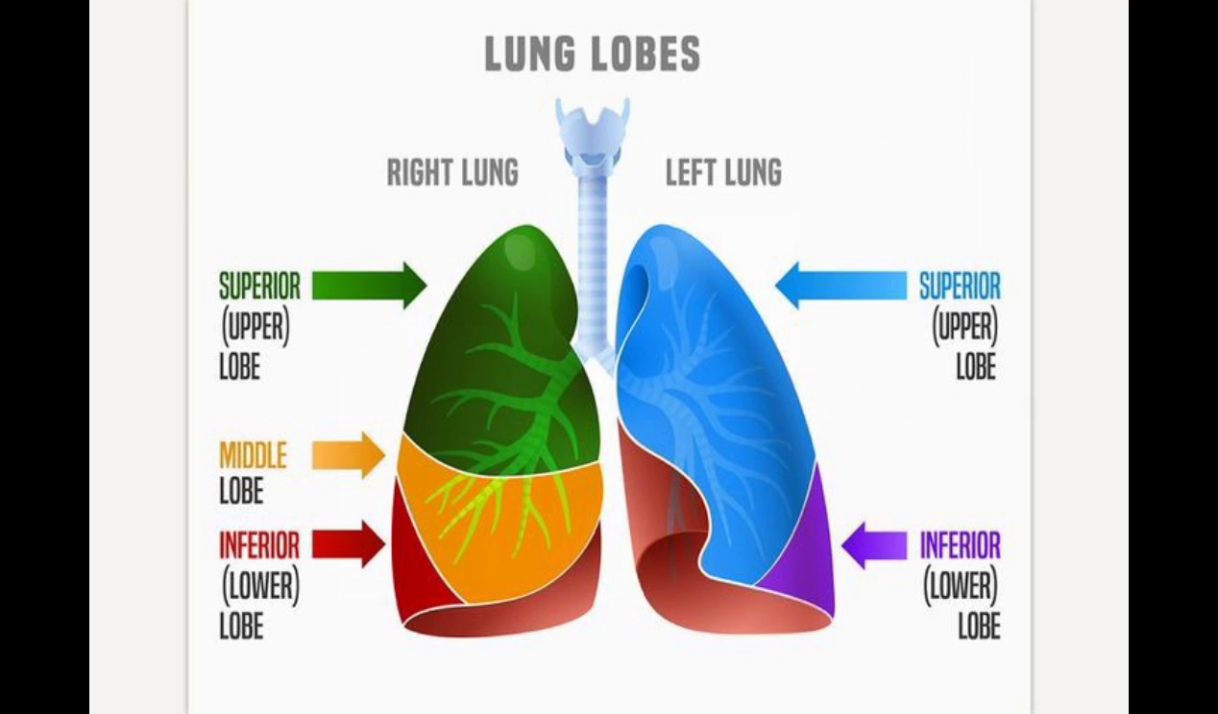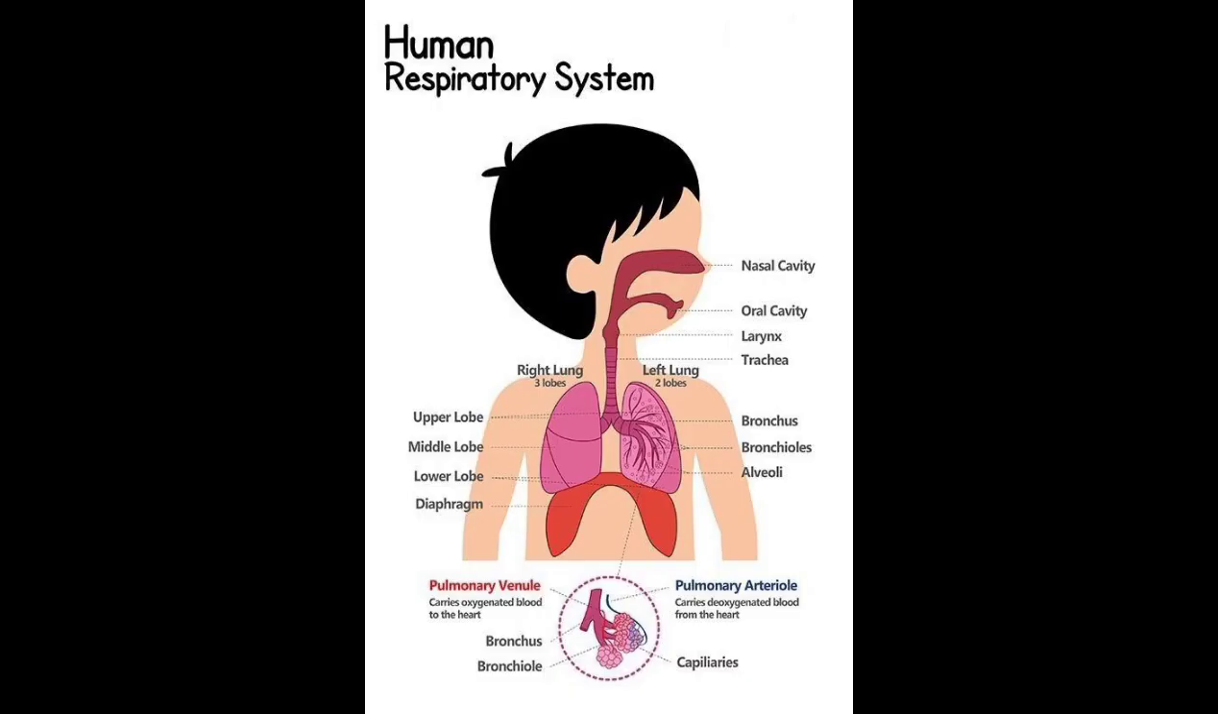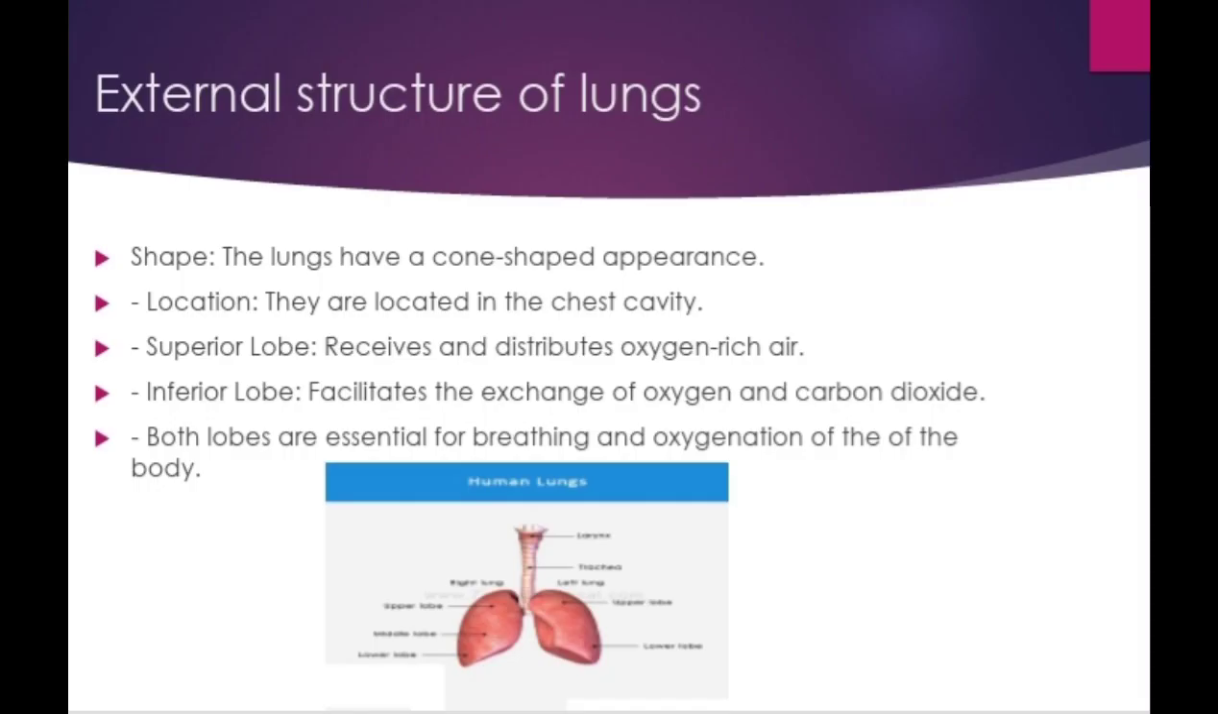Pleura. The lungs are covered by a thin, double-layered membrane called the pleura. The pleura helps protect and lubricate the lungs during breathing. Connections. The lungs are connected to the trachea, windpipe, and bronchi, which allow air to enter and exit the lungs during respiration. In summary, the external structure of the lungs includes their appearance, lobes, pleura, and connections to the trachea and bronchi.